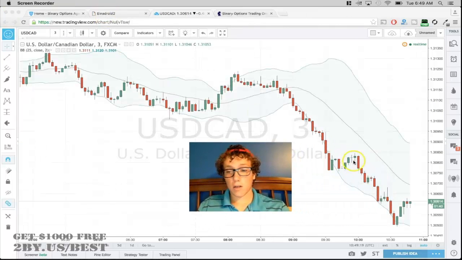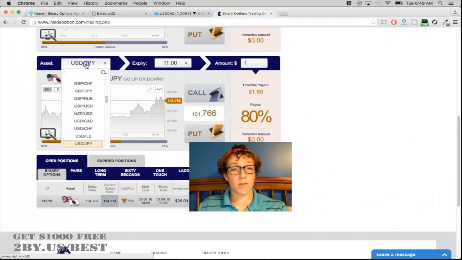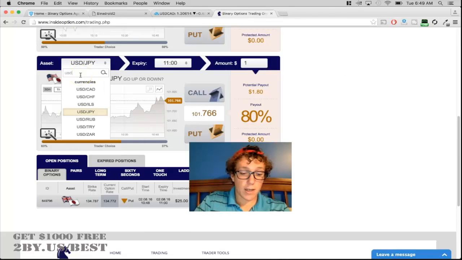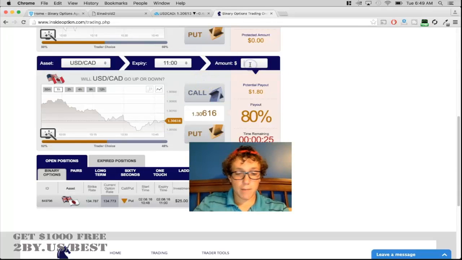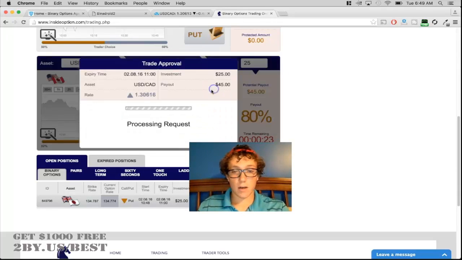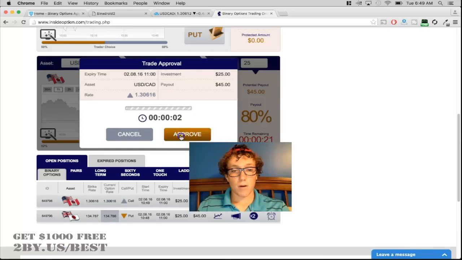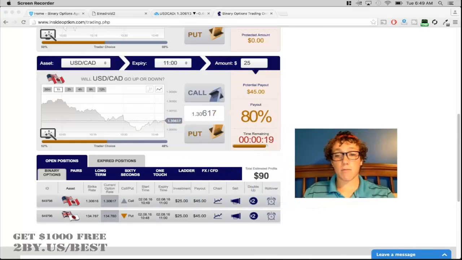What was that, a call trade? It does appear that there is a solid uptrend beginning to develop, so we're going to try to get that US Canadian dollar trade here for that 11 o'clock expiry time, $25 trade, and a call. Perfect. Alright, so we got 2 solid trades in right now.